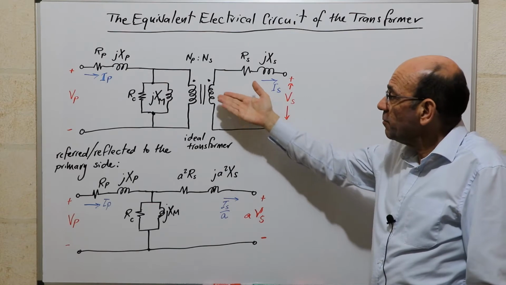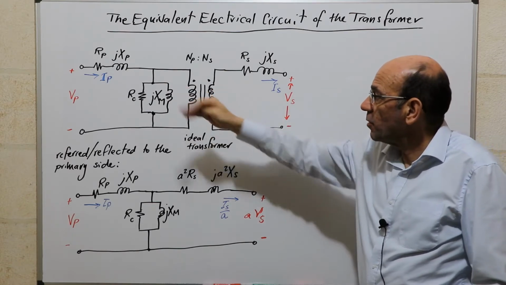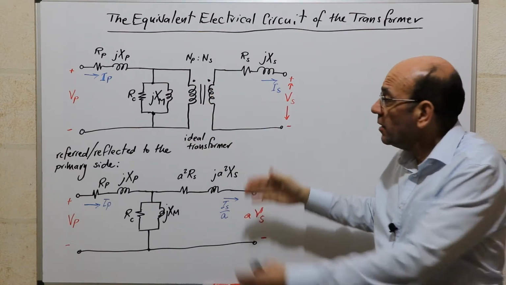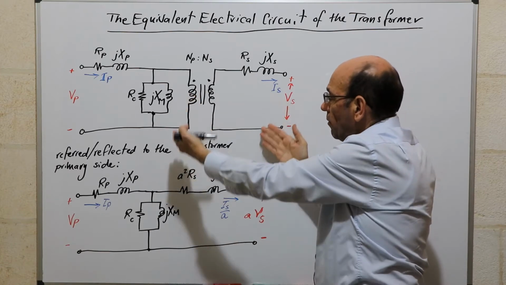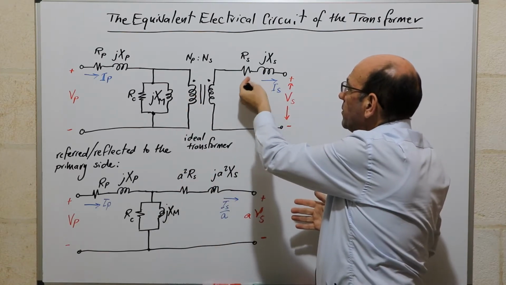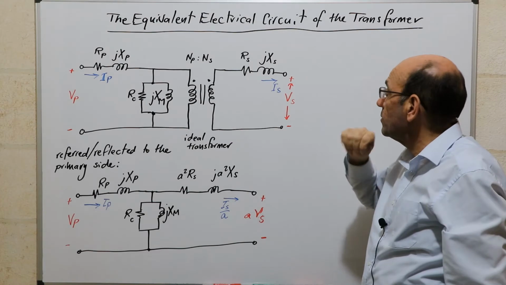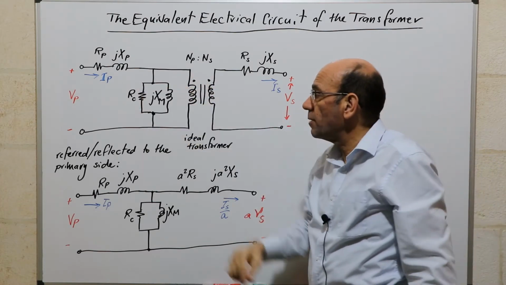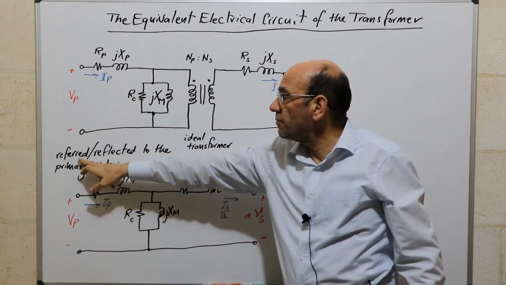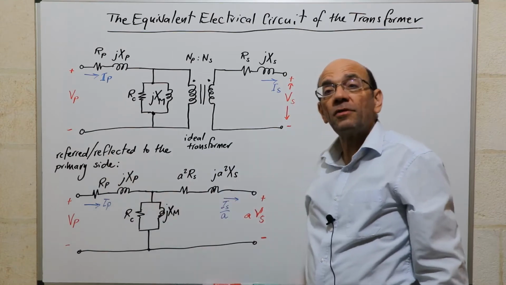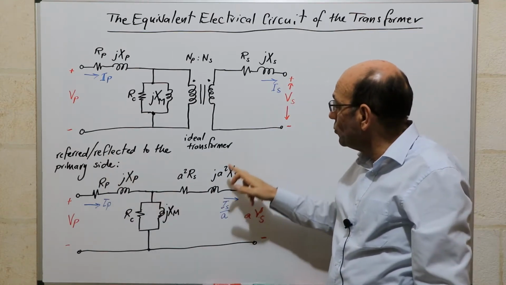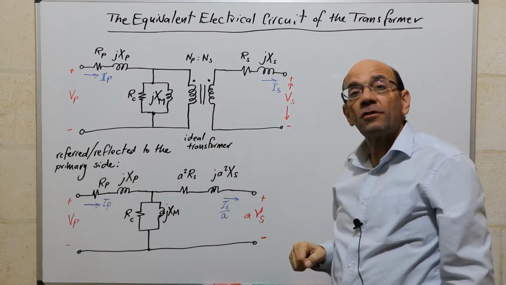So following simplification of the model, this was the model of the single-phase transformer. The first simplification involved reflecting the resistance and the reactance of the secondary onto the primary. Hence this phrase here, referred or reflected to the primary side. And we see that in order to do that, we remove the ideal transformer.